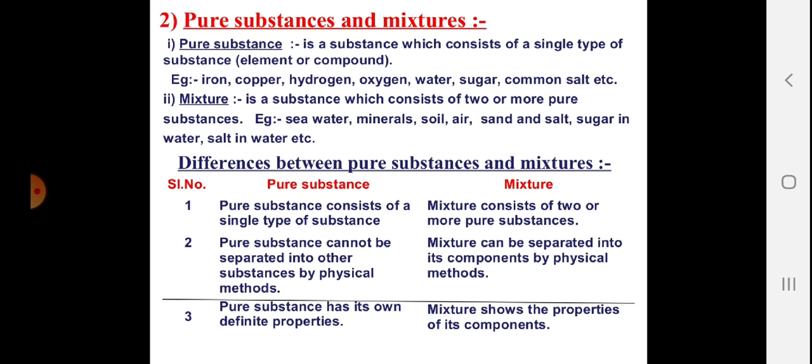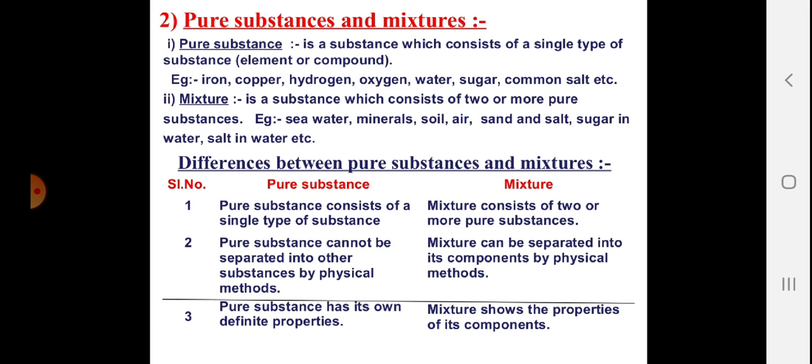The third point in pure substances: the pure substance has its own definite properties. That means they are made up of a single type of substance, so they have their own properties. Whereas a mixture shows the properties of its components.